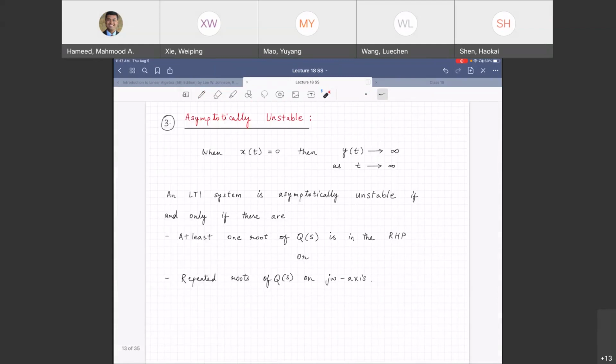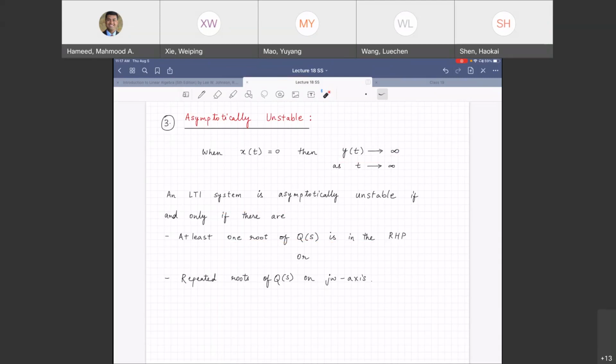Next, whatever is left, asymptotically unstable. So if you remove the input, the output grows as time goes on. That's an asymptotically unstable system. For this, you need to have at least one root in the right half plane. Even if you have one pole in the right half plane, you know it's going to be unstable. Or if you have repeated roots on the j omega axis. So if you have repeated roots on the j omega axis, or you have at least one pole in the right half plane, then you know that it is going to be unstable. Go ahead.